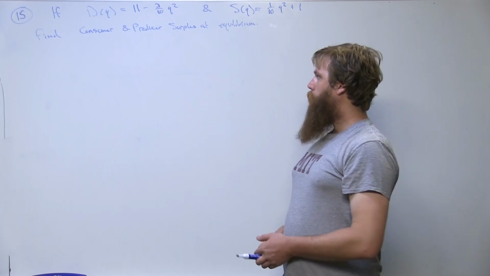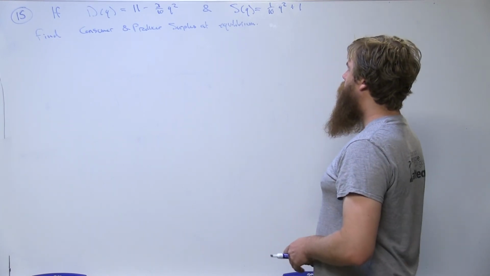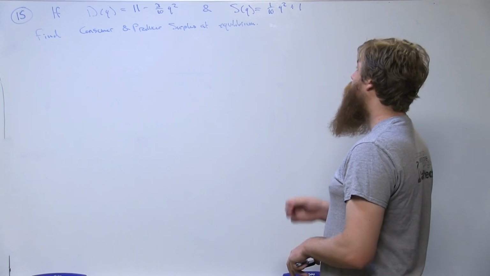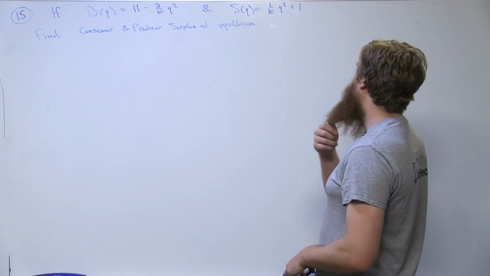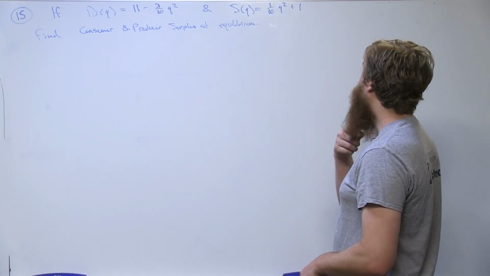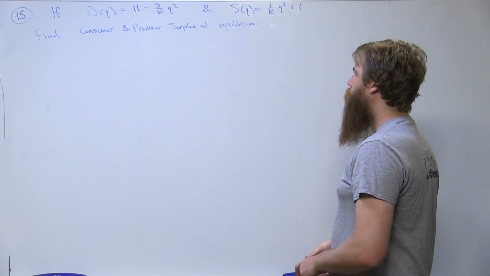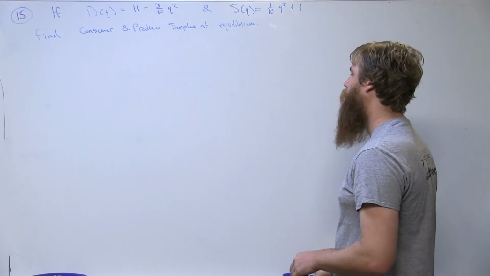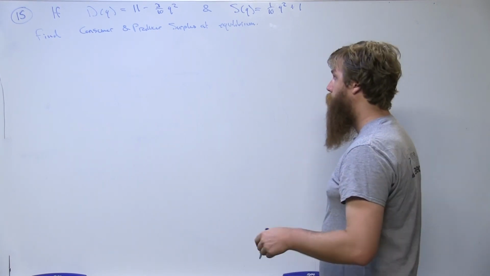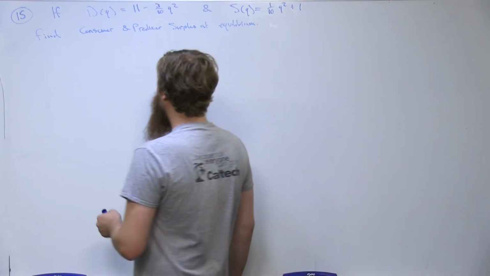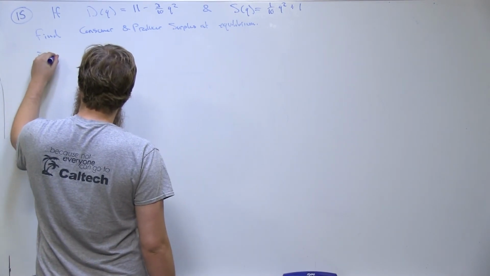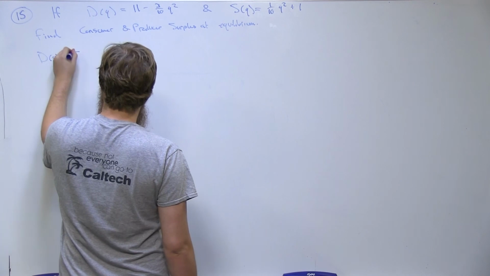Okay guys, for the last problem on this review, we're given demand and supply functions. Demand is d of q is 11 minus 3/10 q squared, and s of q, the supply function, is 1/10 q squared plus 1. We're told to find consumer and producer surpluses at the equilibrium point. So first we need to find the equilibrium point. That's where these two are equal. So we'll set d of q equal to s of q.